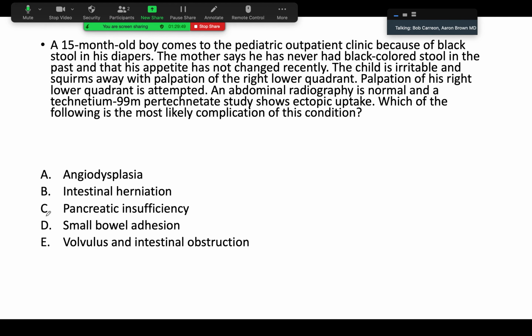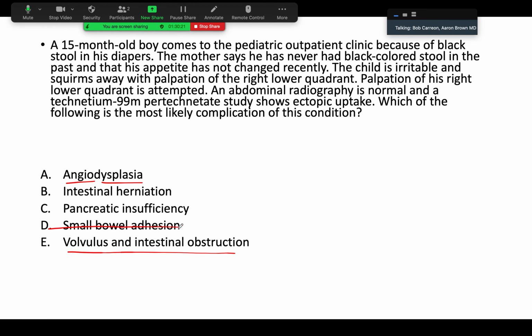Excellent. Yes. So Bob says that it was between angiodysplasia. Just breaking down the word here, we have a dysplastic growth of blood vessels, essentially. And then he was also between volvulus and intestinal obstruction. We see a child who's presenting with black stool, and our first thought has to be, okay, this might be melena, right? This might be digested blood. Of all of these options, those are really the only ones that make sense.